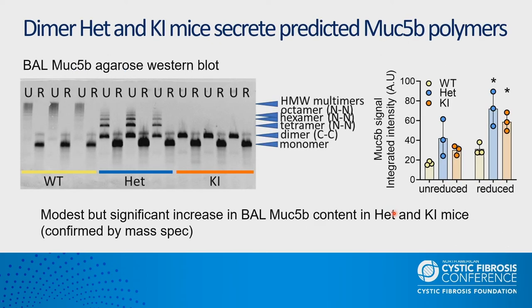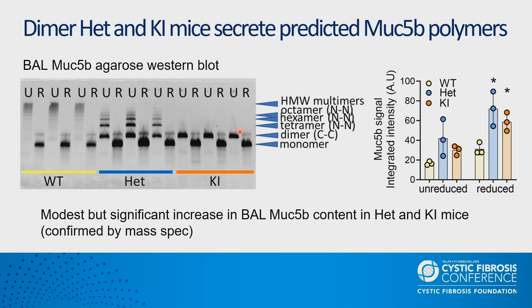So we verified by agarose Western blot that the predicted size of the mucins that these mice were secreting was actually the one that we hypothesized. And you can see here, this is an agarose Western blot, BAL samples, bronchoalveolar lavage samples, run in both unreduced and reduced conditions, side by side from three mice for each genotype. If we look at the unreduced samples, it's pretty obvious that the wild-type mice are characterized by the regular high molecular weight polymers. In the heterozygous mice, there is a shift towards reduced molecular sizes. And it's interesting to note that these mice only make up to octamers. There is nothing above them. And our dimer mice are actually dimer mice. They only make very short mucins.